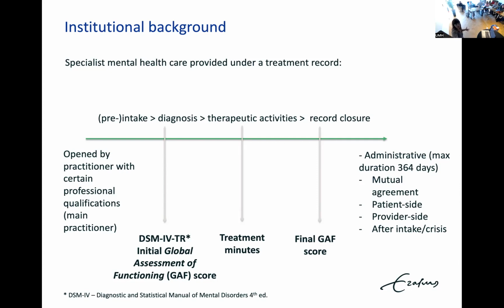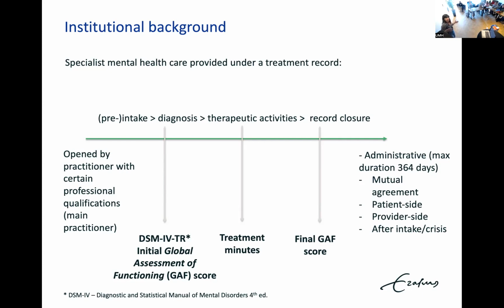And then there's all the therapeutic activities, which in our case, we will be taking the treatment time, treatment minutes. And then there's the end of the treatment record where we'll be again looking at GAF, this functioning score, which is collected at those two initial and final parts of the records. Importantly, the detail about the termination of treatment, because it has some implications.